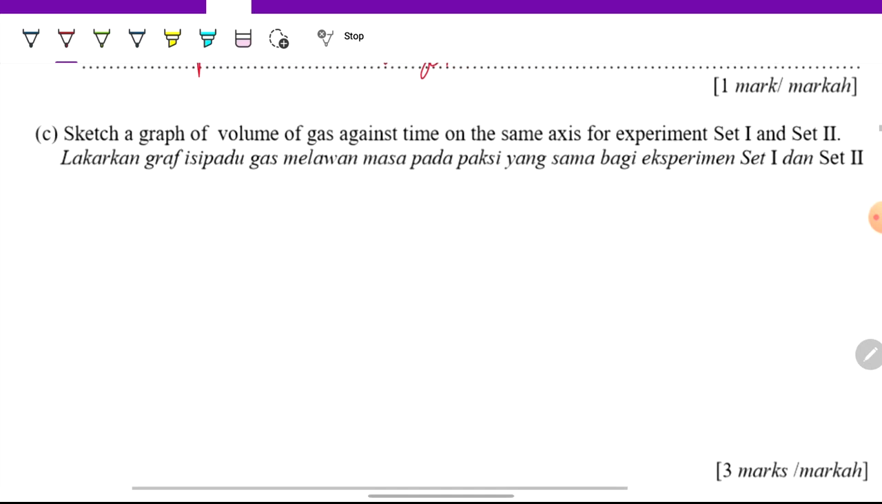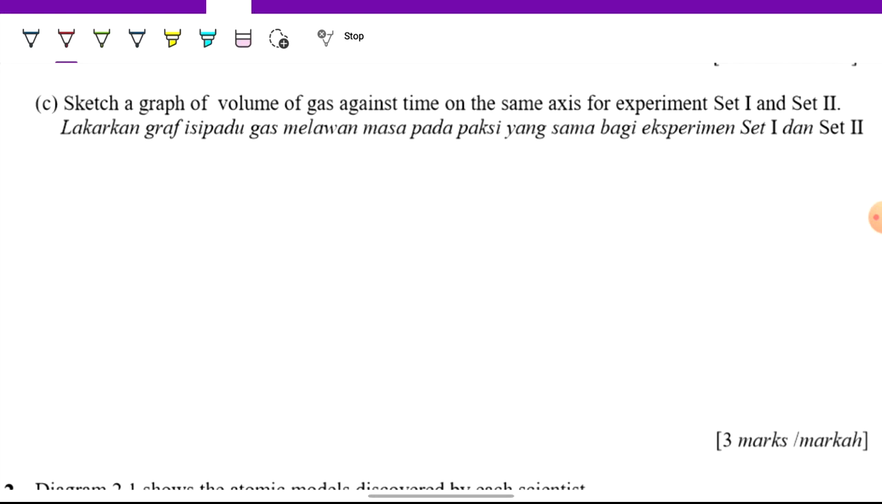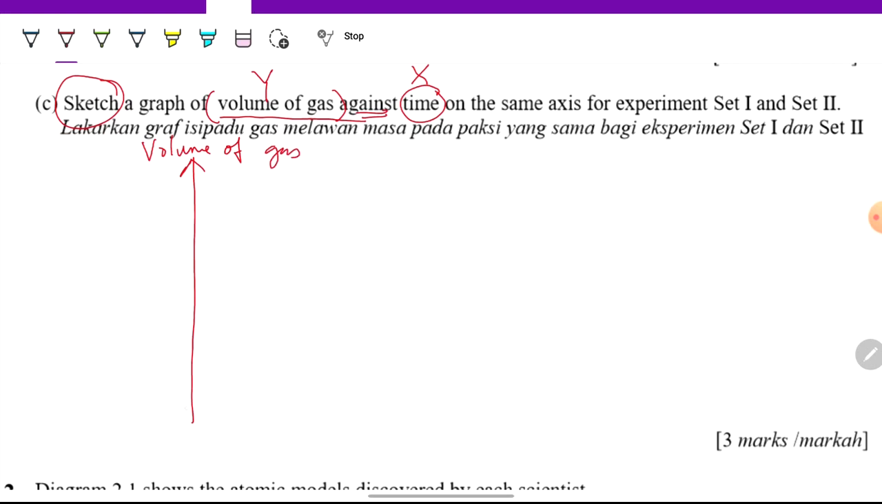Now sketch a graph for the volume of gas collected against time on the same axis. Sketch means you just need to put in the important information. So the volume of gas becomes the y-axis, remember, and time becomes the x-axis. Time will be in seconds, so the unit must be stated. The volume of gas is in cubic centimeter.